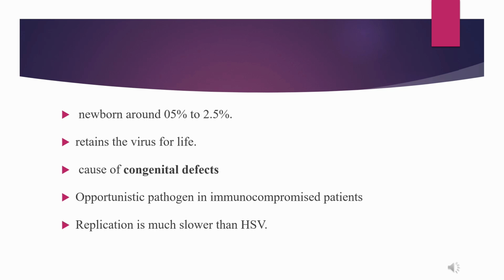It is the most common viral cause of congenital defects, in the sense that the baby is affected during intrauterine life, which can be identified before or after birth. Cytomegalovirus is an opportunistic pathogen in immunocompromised patients, or persons with a weakened immune system, so they can be infected very easily. Replication of cytomegalovirus is slower than that of other herpes simplex viruses.